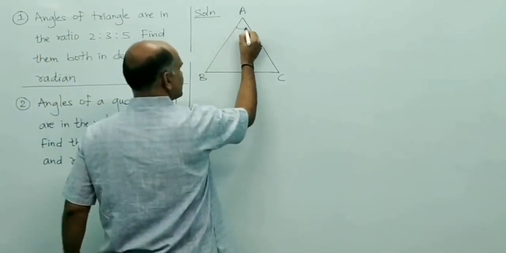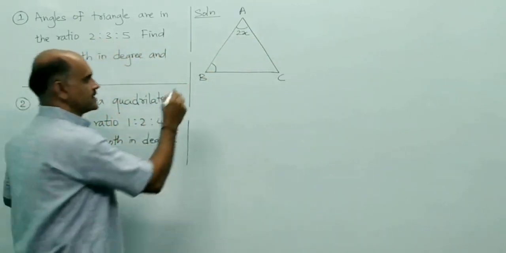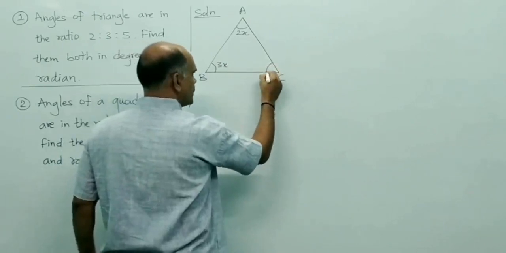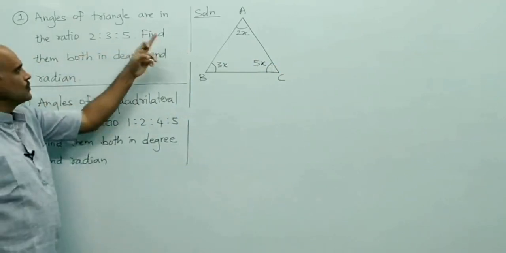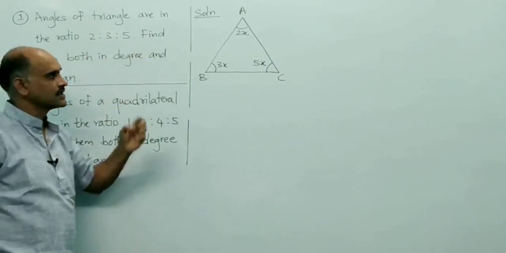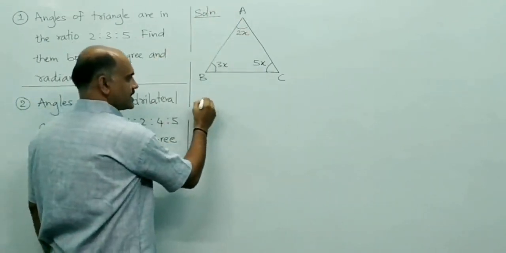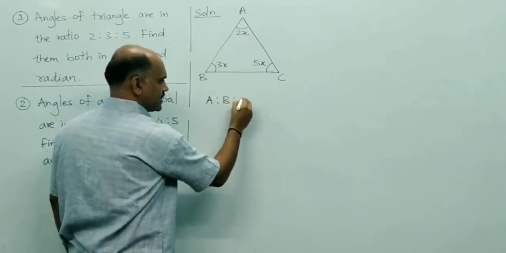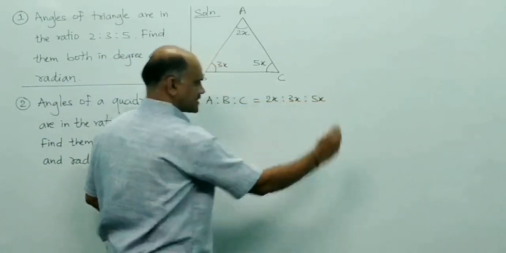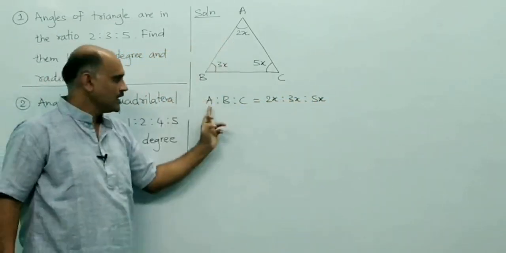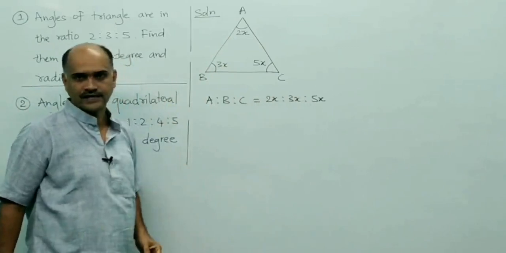So I will take this as 2x, then this will be in the ratio 3, this is 3x, then this will be 5x. So in the ratio 2x, 3x and 5x, you are required to find angle A, angle B and angle C. So I can say given is A is to B is to C is equal to 2x is to 3x is to 5x. Ratio he has given. A is 2x, B is 3x, C is 5x.